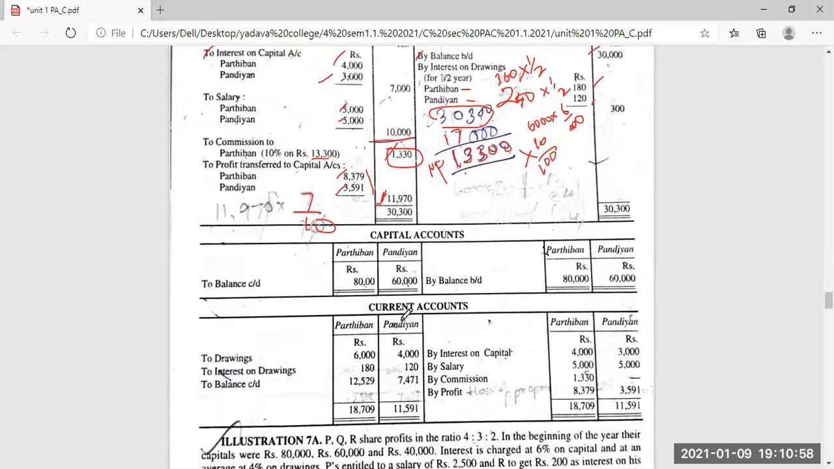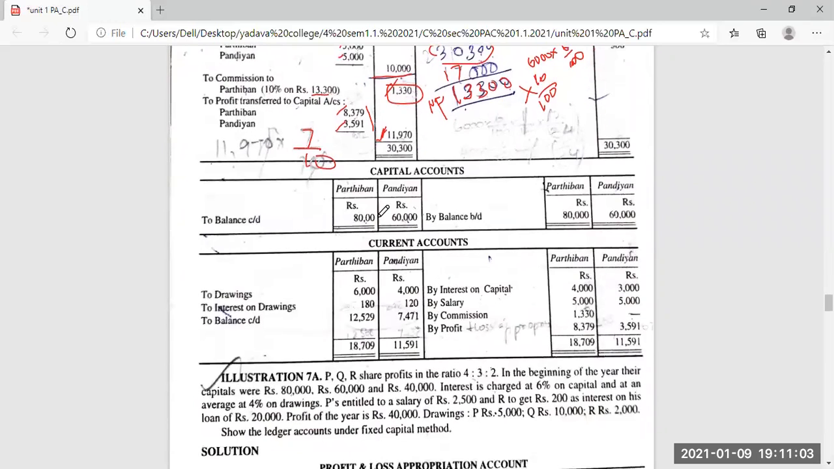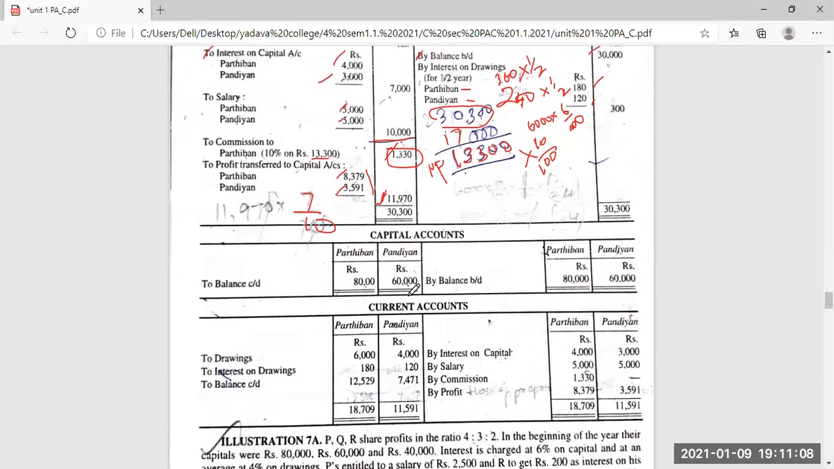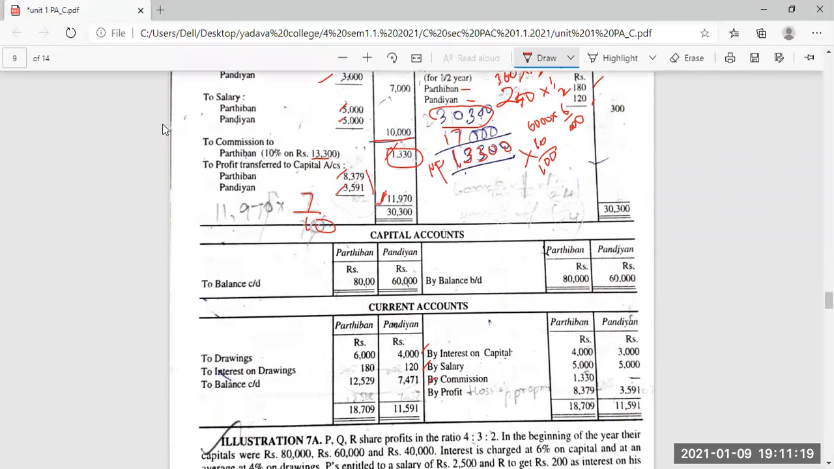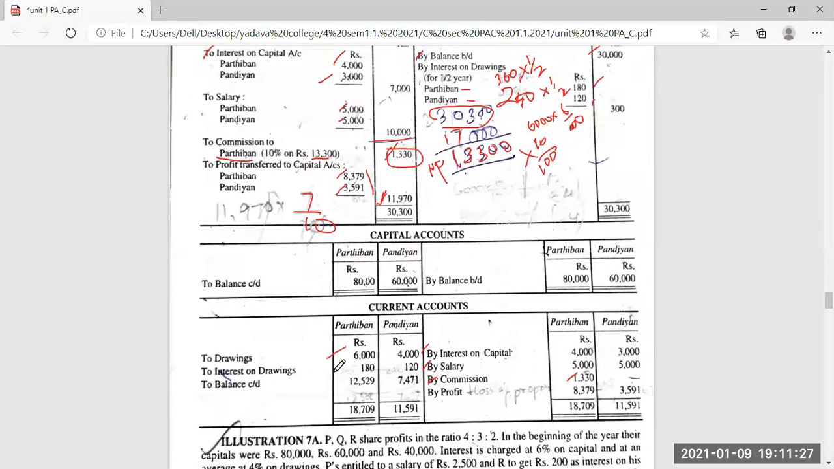Now we have to open a current account. So automatically all the calculations will come in the current account. Interest on capital, already we have calculated 4,000, 3,000. That should be taken over here, interest on capital. Then salary to both the partners. Then commission, they asked to give only for Parthiban. So for Parthiban, we have to give 1,330 rupees. Then drawings, then interest on drawings, then balance. The profit and loss appropriation should also be transferred here.